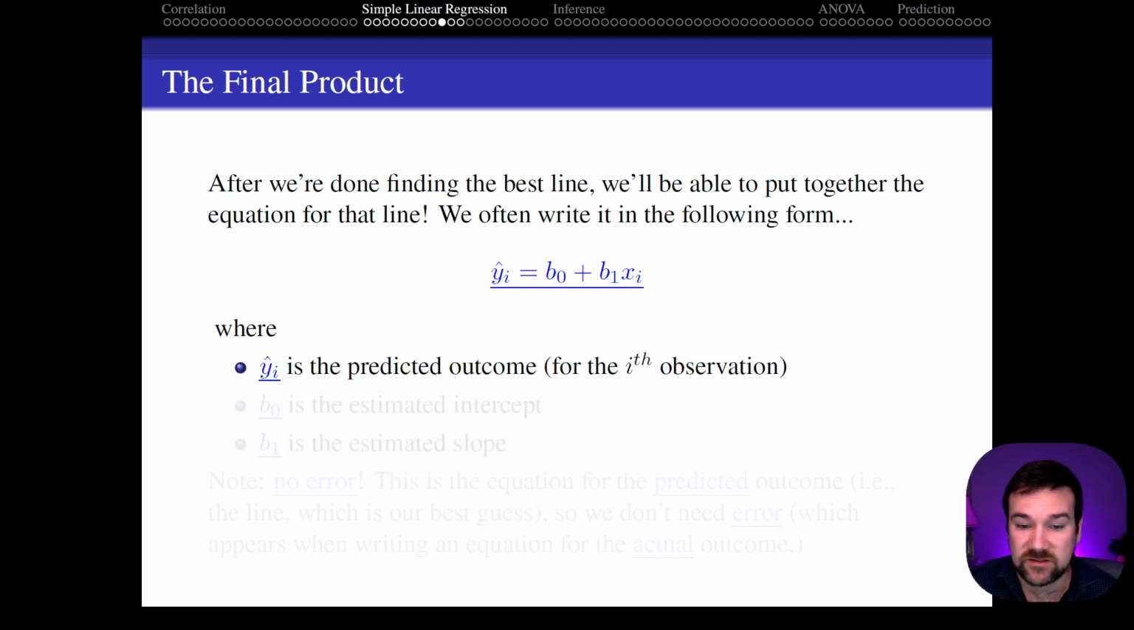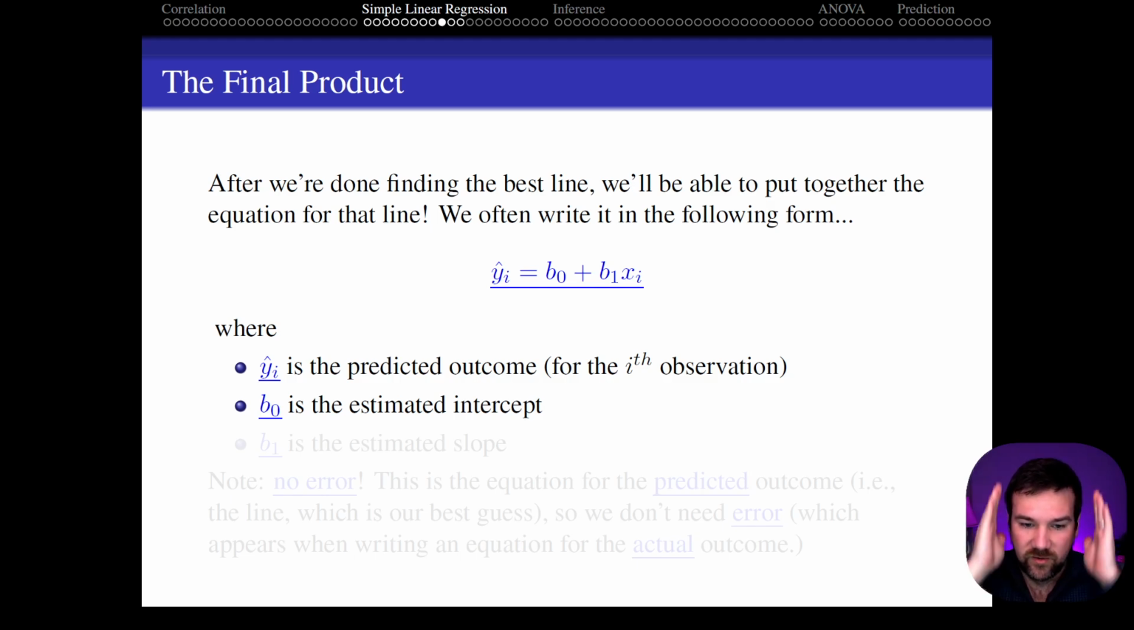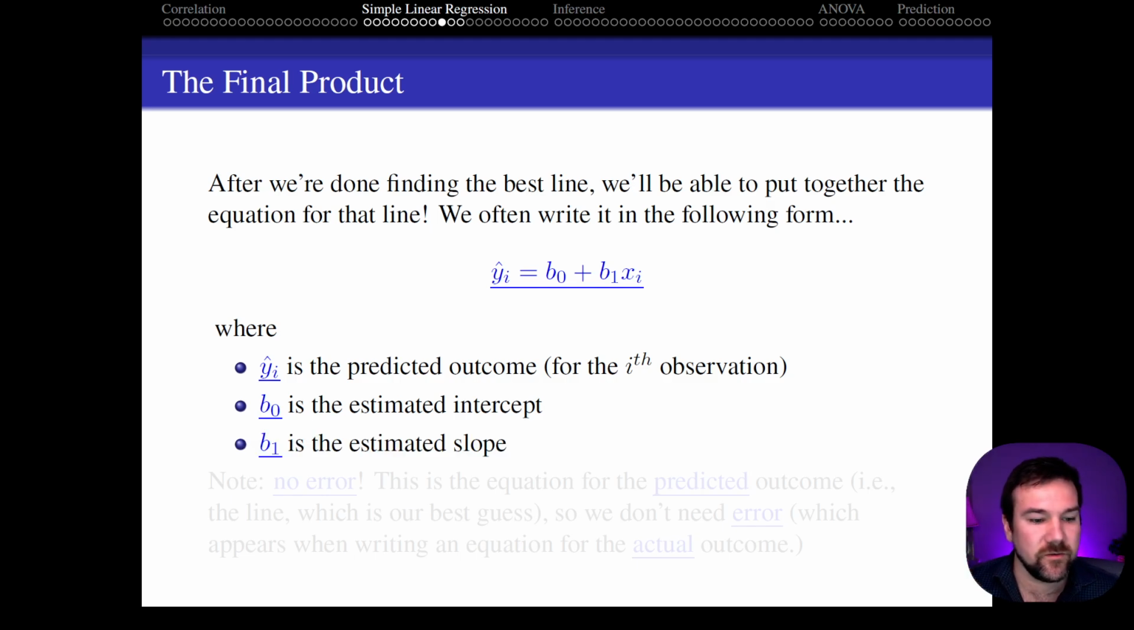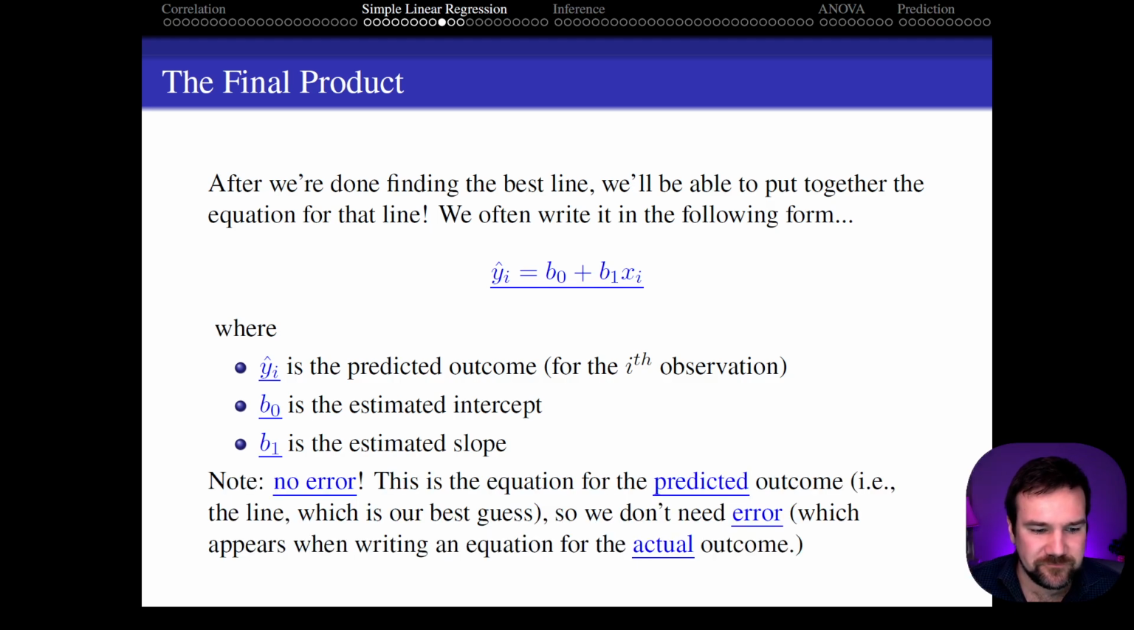So y hat sub i, or y sub i hat, is the predicted outcome. And again, when you hear predicted outcome, think, if I'm looking on the line, how high was the line for the x value? That's what I mean by predicted outcome. b0 is the estimated intercept. We looked at the sample and we made our best guess for the intercept. That's b0. And b1 is the estimated slope. I use data to calculate the best slope for this data to go through all of the data points. So intercept is like your starting place, and slope is like your line going through that.